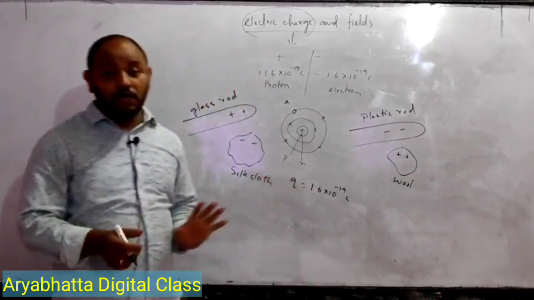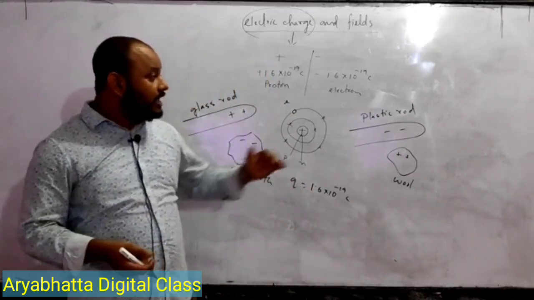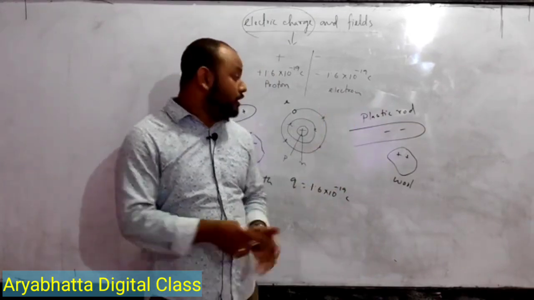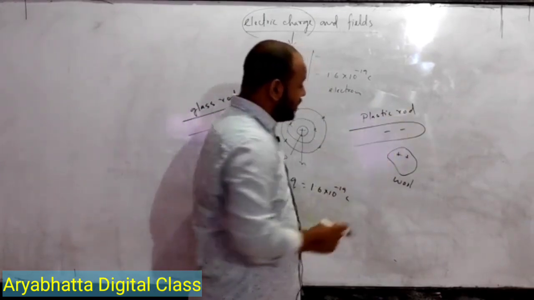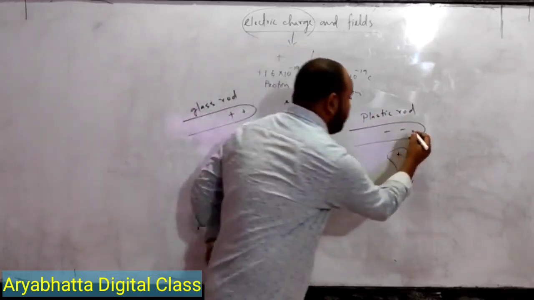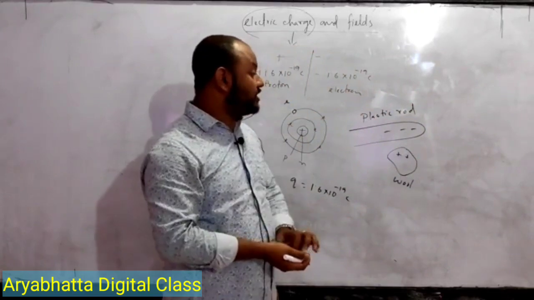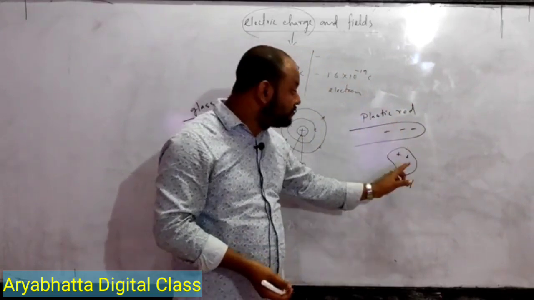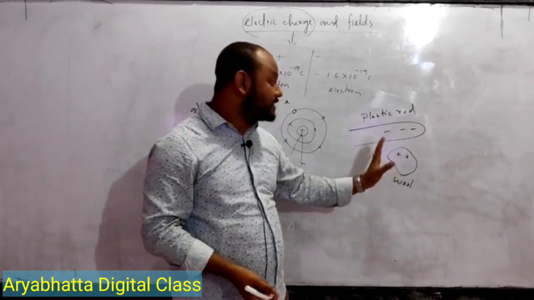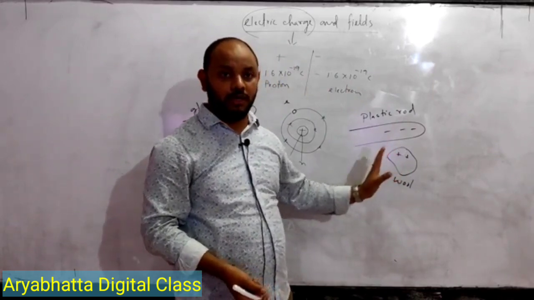One thing you remember, negatively charged means the excess of electrons. If there are two negative charges, that means there are two extra electrons. If there are three negative charges, that means there are three extra electrons. Positively charged means deficit of electrons, or you can say the excess of protons.